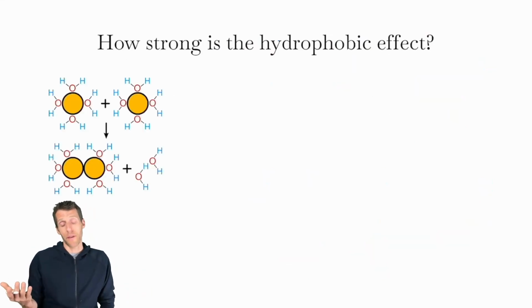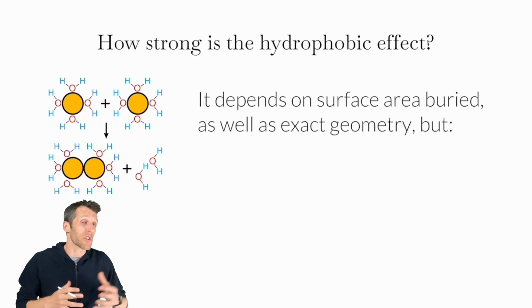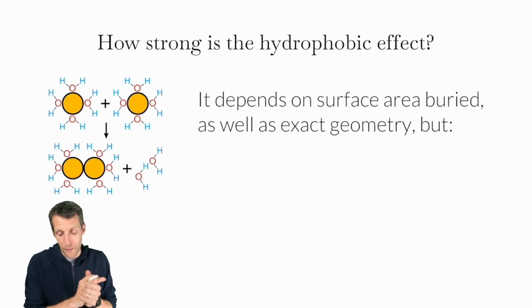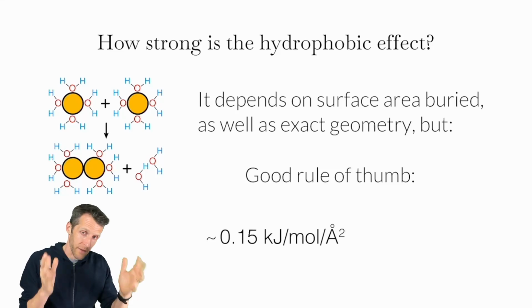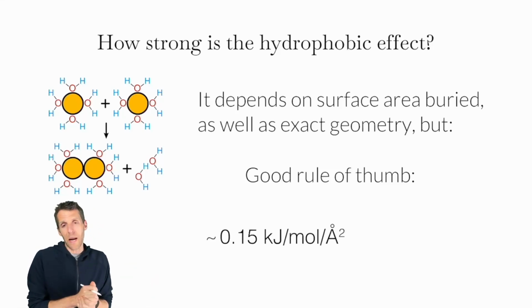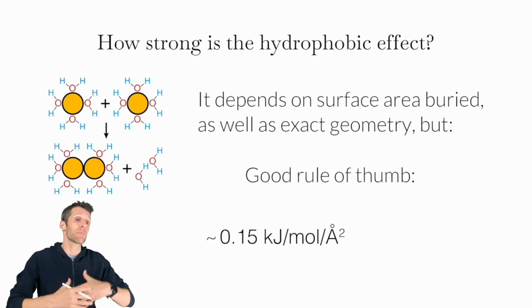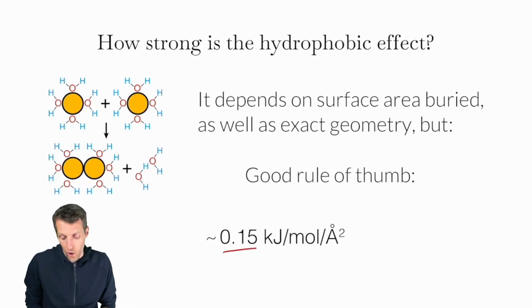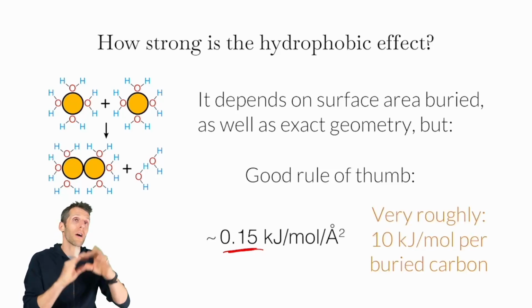How strong is the hydrophobic effect? Well, this depends on a lot of factors, things like the surface geometry, temperature and pressure. There's all kinds of complexities. But a good rule of thumb that people use in things like drug design is that at physiological temperatures, you get about 0.15 kilojoule per mole per angstrom squared of exposed surface area. So if I expose hydrophobic surface, it's going to cost that much per angstrom squared, which roughly works out.